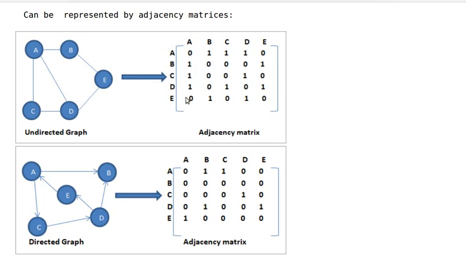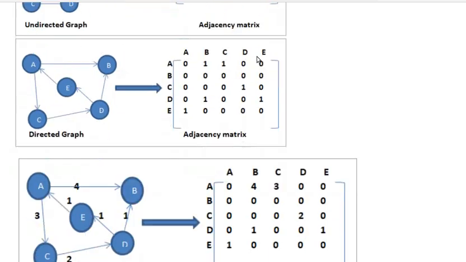Alternatively, one can use 1 to represent a connection, and infinity to represent no connection. In this representation, the entry AA is infinity and AE is also infinity. This is the adjacency matrix for this directed graph. The matrix is not symmetric. AB is 1 as there is an edge from A to B, but BA is 0 as there is no edge from B to A. Again, alternatively, we can use infinity to represent no connection.